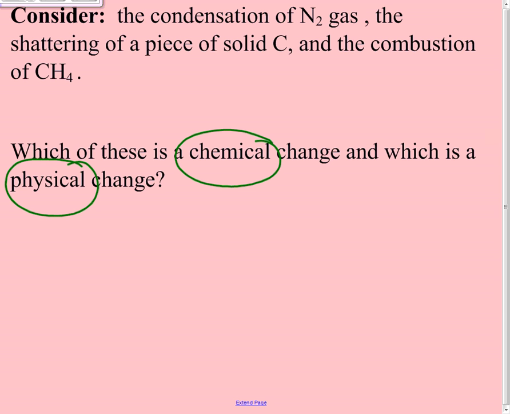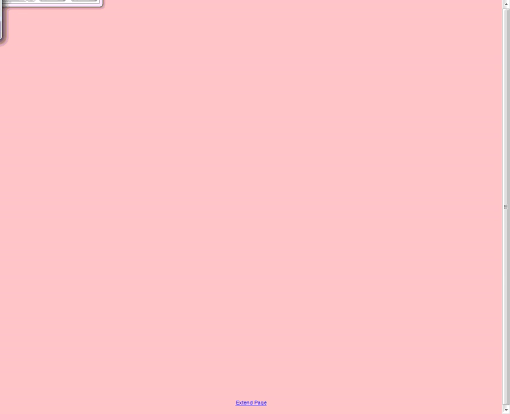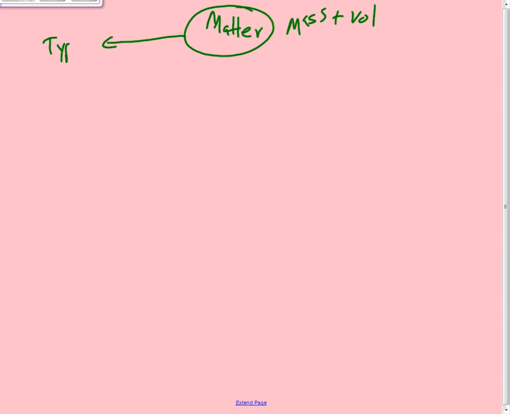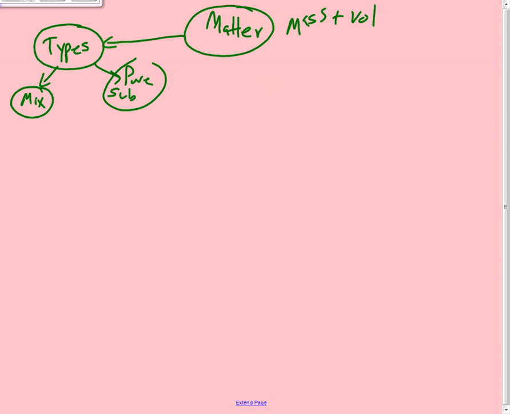Okay. Well, let's go back to our concept map and see if we can get into these ideas of changes to matter. We have matter, right? And we said that matter is anything that has mass and volume. And then we came over here and said, there are several types of matter. The types of matter that we were most interested in were pure substances, and mixtures. And we said that pure substances have a fixed composition and that mixtures are a blend.